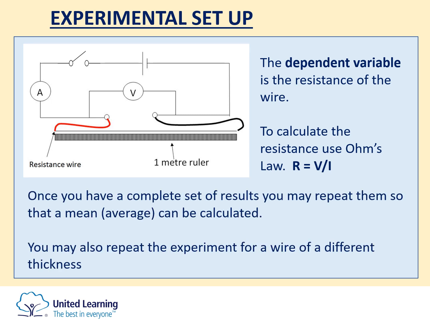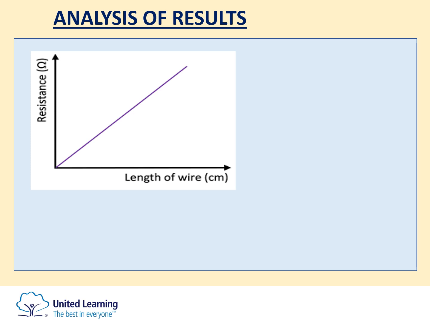You may be asked in the exam question about repeating so that you can calculate an average. You may also be asked about repeating the experiment for a wire of different thickness so you can compare the effect of cross-sectional area of the wire on its resistance. So once you've completed the table of results, you can then plot a graph of length against resistance. And in this case, you should find you get a graph that looks like this. It is a straight line that starts at the origin and goes diagonally up to the right.